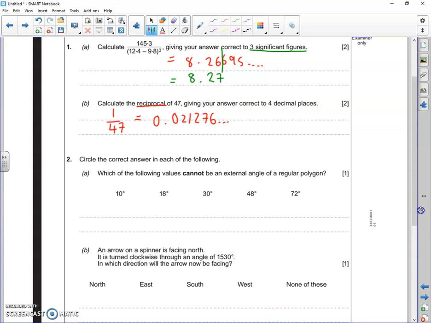0.021276. This time we're rounding to 4 decimal places, so 1, 2, 3, 4. So we're chopping the number there. The 7 means we round up, so 0.0213 for part B.